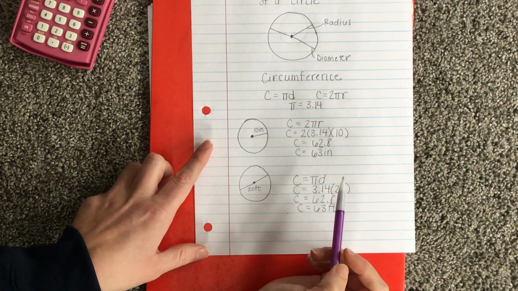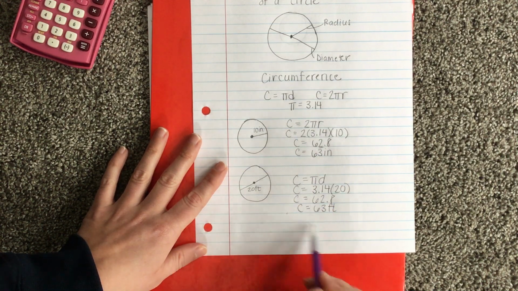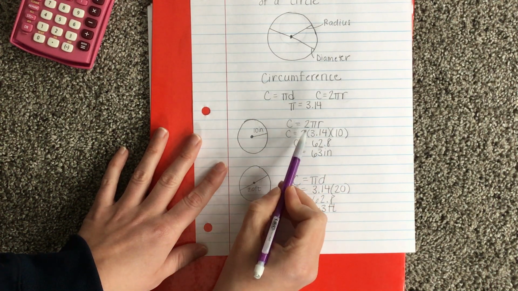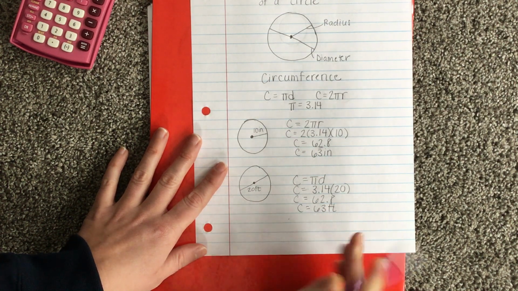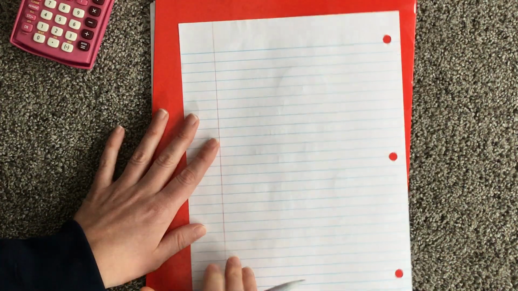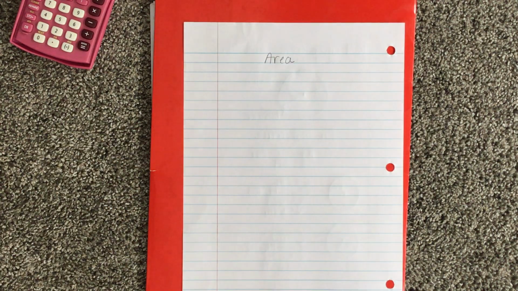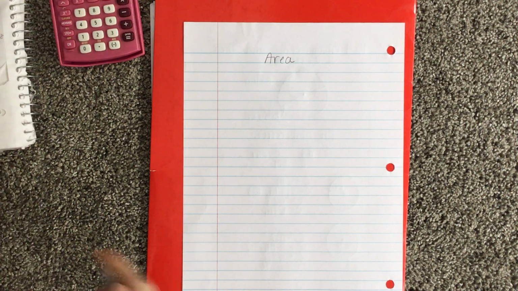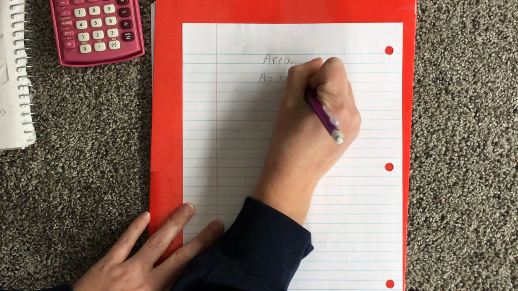When it comes to your assignment, you don't have to redraw the circles, but I do want to see this work right here. You have to have at least 3 lines. 1, 2, 3, and the answer. Let's go to area. Area only has one formula. Area equals pi r squared.